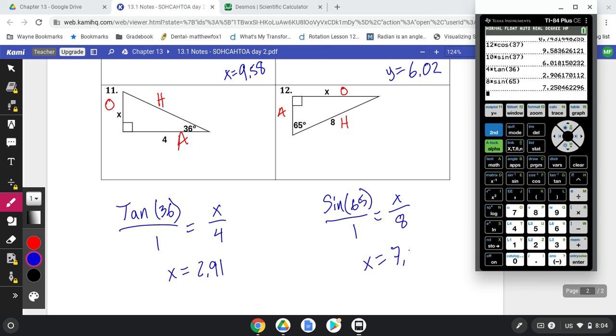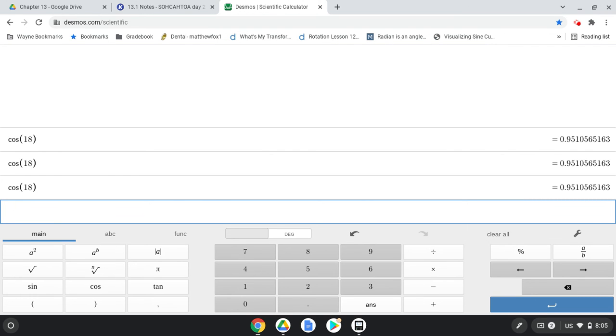And remember, if you're at home and don't have access to this calculator, you can do that on the Desmos as well. So if I do 8 times, we said the sine of 65, make sure you get your parentheses right. And I hit enter, you see 7.25, the same answer.